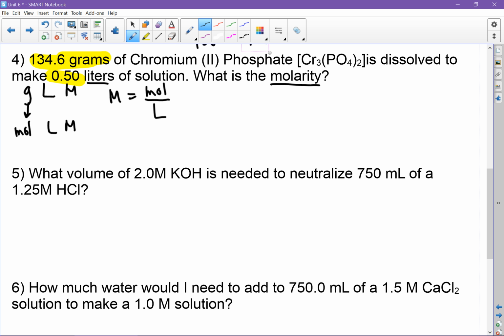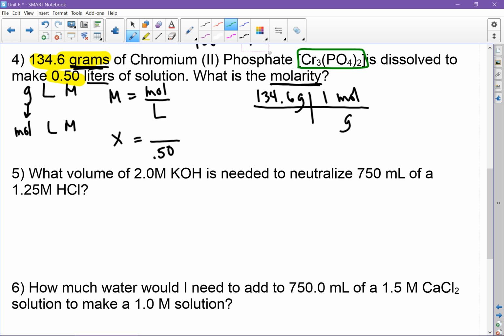We have a liter number, which is 0.50. Question says, what is the molarity? So X must go here. The problem is they don't give me a mole number, they give me a gram number. So that means we're going to do a quick fence and turn our grams into moles. So we have to calculate molar mass, and here is our compound. So this is a long molar mass.